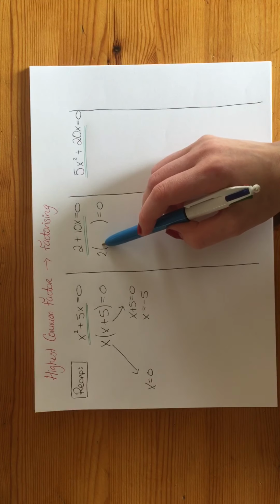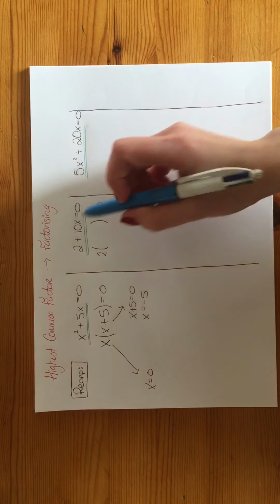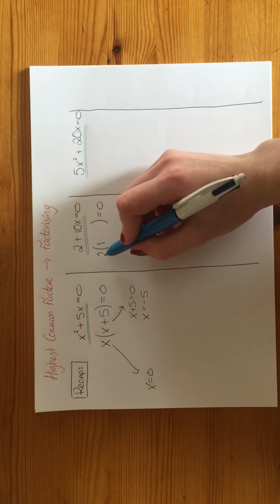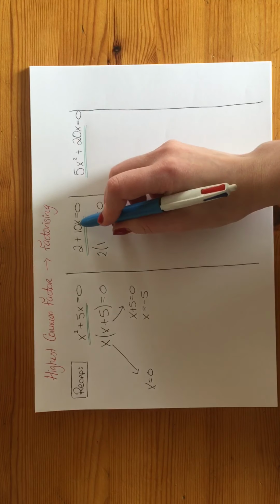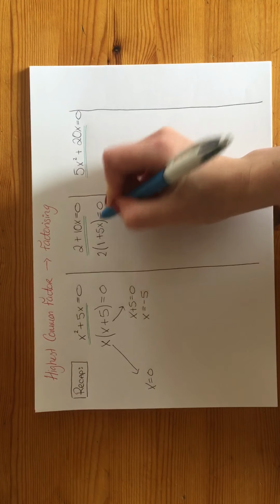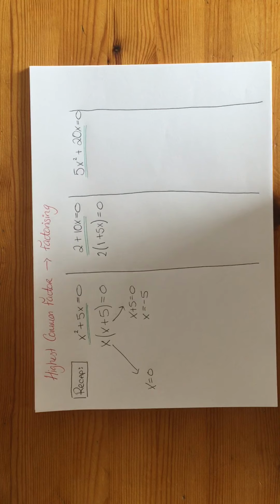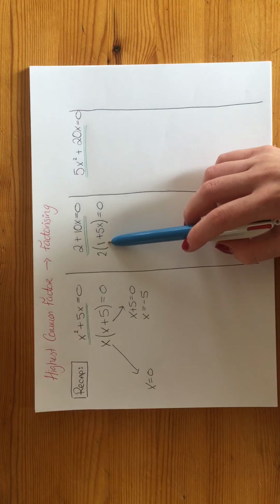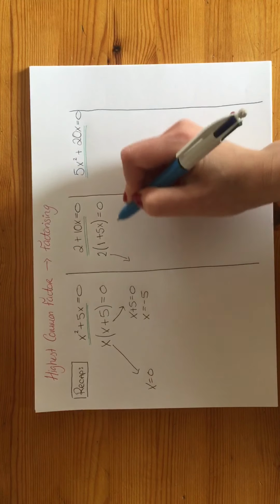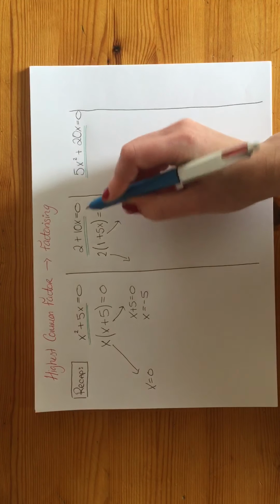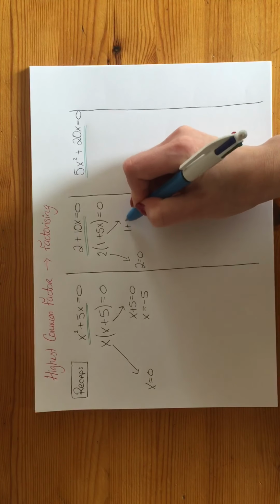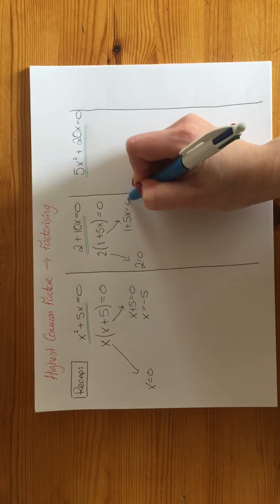2 multiplied by what will give me 2? 2 times 1. 2 multiplied by what will give me 10x? 5x. Okay, again, now we're back to the stage that we did on Monday. We're going to split them up. So we've got 2 outside the bracket, and we've got 1 plus 5x. So we've got 2 equals 0, and we've got 1 plus 5x equals 0.